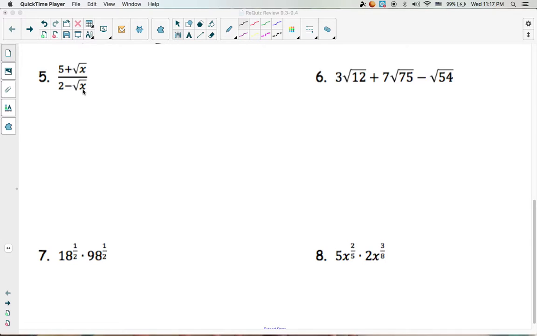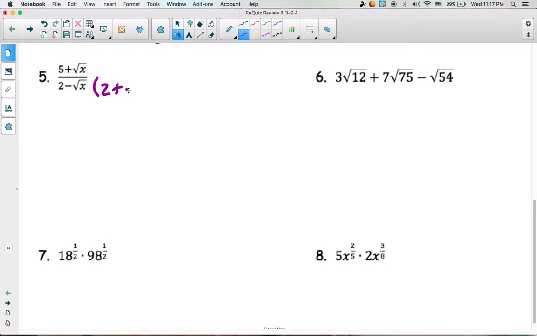Question number 5. We have 5 plus the square root of x divided by 2 minus the square root of x. You cannot have a radical in the denominator of a fraction. So to get rid of that, we multiply it times its conjugate, which would be 2 plus the square root of x. And you have to multiply the numerator as well.